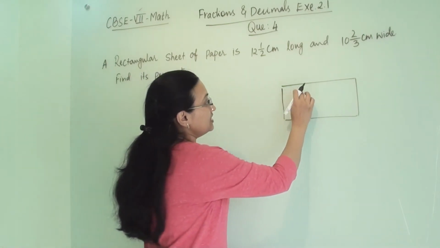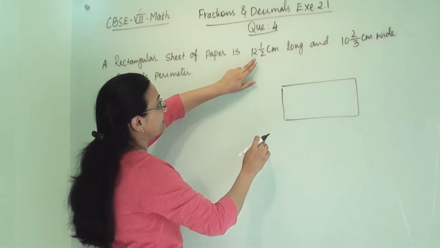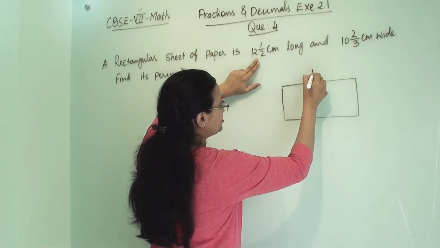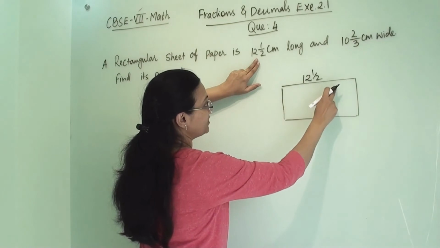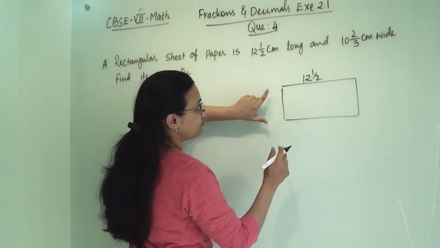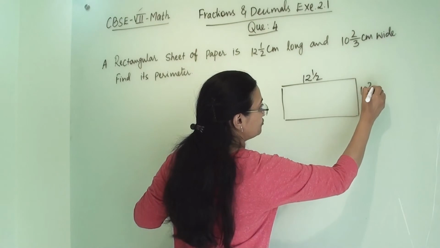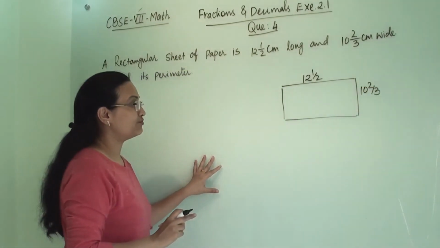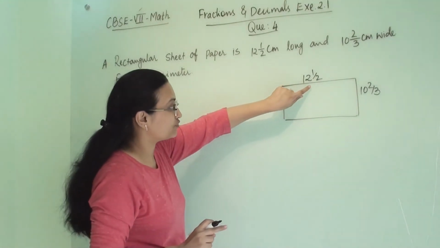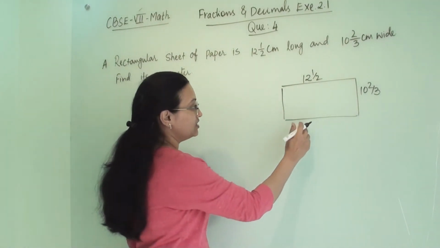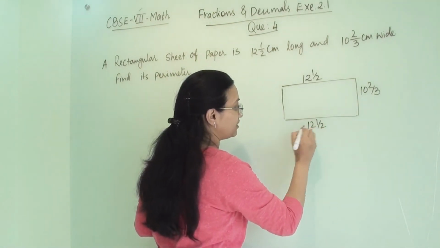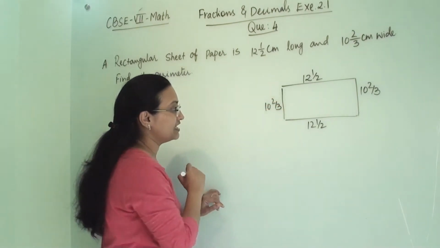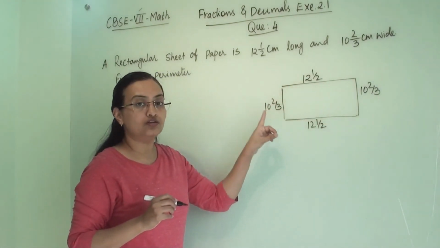So this side, this side, this side and this side, the total of 4 sides' sum will give us the perimeter. So we are only taking borders, not the full area inside it. That is the meaning of perimeter. Here they have said centimeter long. Long means this side's measurement is 12 1 by 2, and wide means this side's measurement is 10 2 by 3. Now we have to find the perimeter. A rectangle's opposite sides are equal. So now we have to add all the four sides.